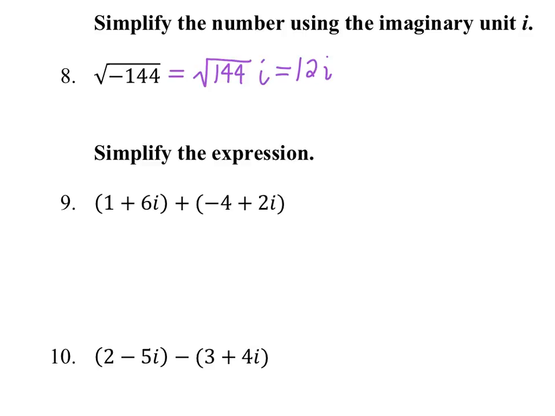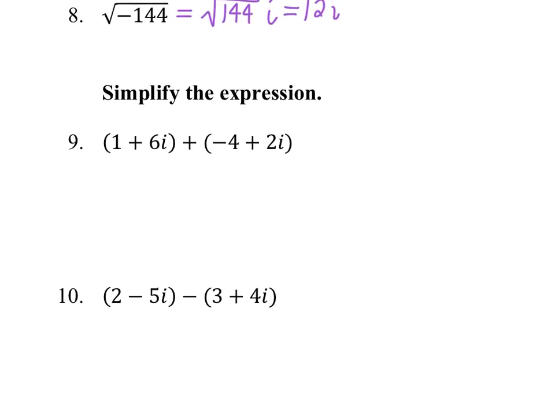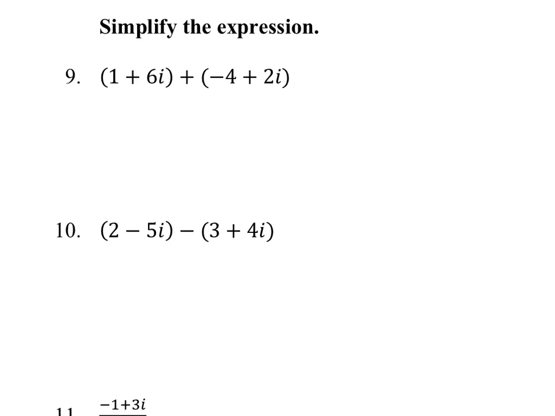Moving on to number 9, we are simplifying this expression. As far as adding and subtracting complex numbers go, we really just do the same thing we would if i were a variable. So in this case, we're going to go 1 plus the negative 4. I'm actually just going to go minus 4 because plus the negative is the same as minus. And then a plus 6i and a plus 2i. So I can put my normal numbers together. That's going to give me negative 3. And then adding the i's together will give us 8i. And there we go, negative 3 plus 8i.